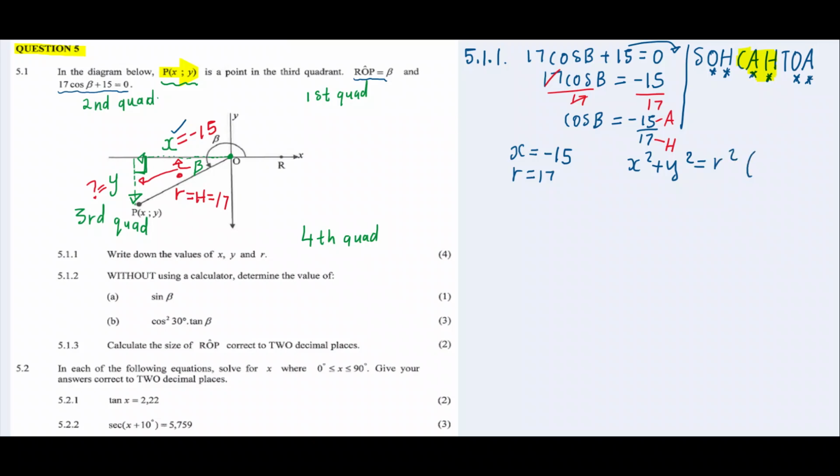And if we do that, x squared plus y squared is equal to r squared. We say this is what? Pythagoras theorem. So this is the Pythagoras theorem.